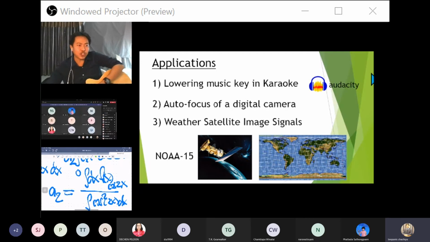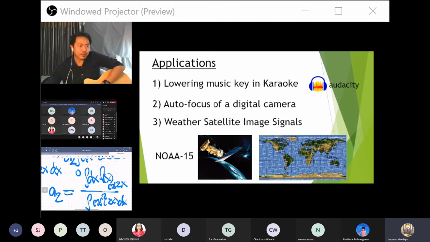The second application of this Fourier space is what you can do with autofocus of a camera. So I don't know. Let's make it a homework problem to think about. How can you use the concept of Fourier expansion to implement autofocus of an image? Okay, let's see if you can do that.